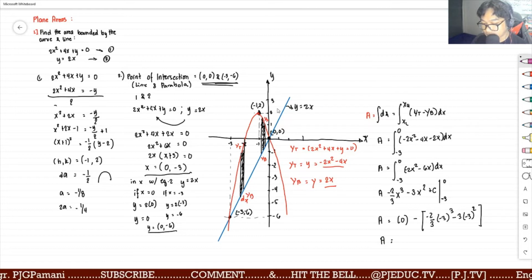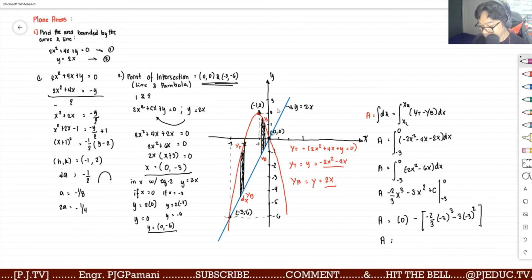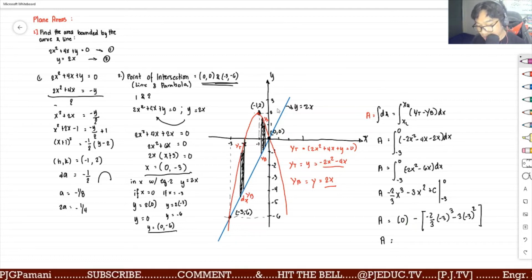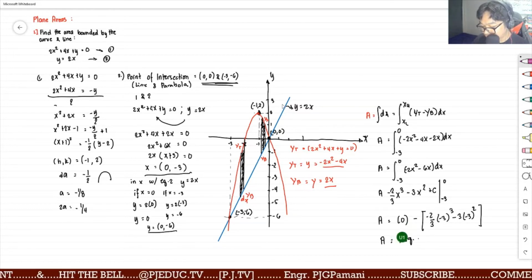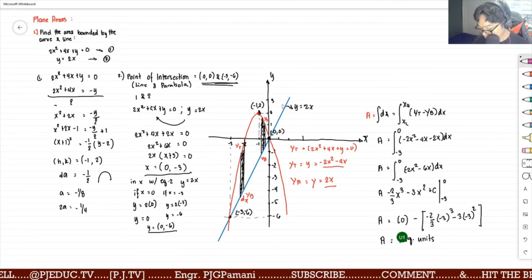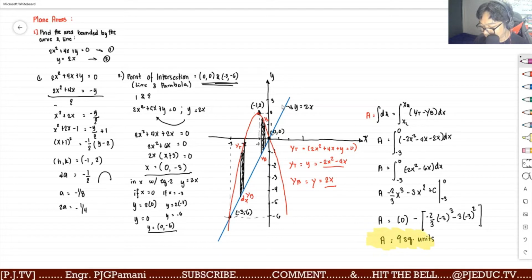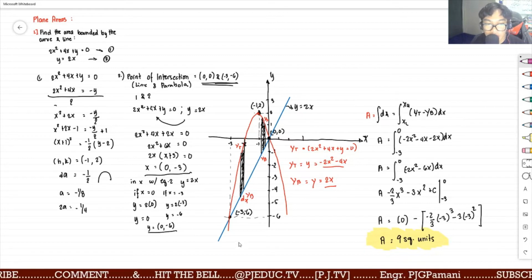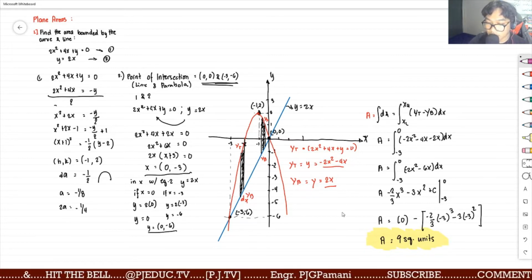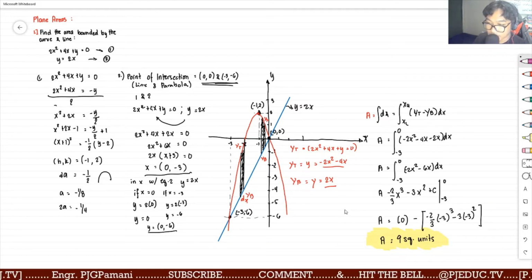2/3 times negative 3 cube minus 3 times 3 times negative 3 squared times negative 1, kasi yung function natin sa labas. That is positive 9. Don't forget square units. So that is now the area bounded by the intersection of the parabolic curve and a line. So yan lang po yung plane areas with parabola and line equation.